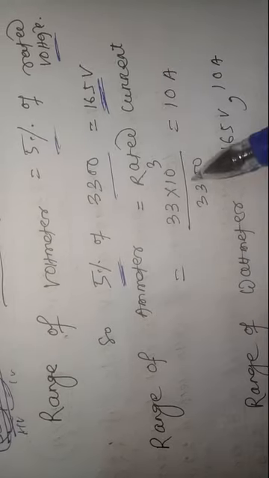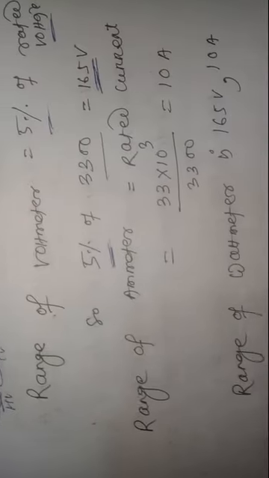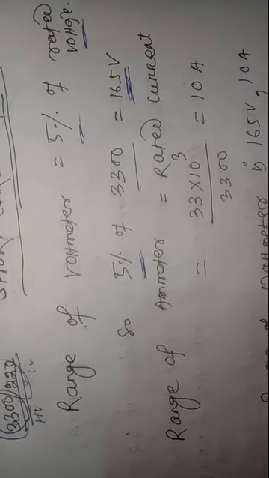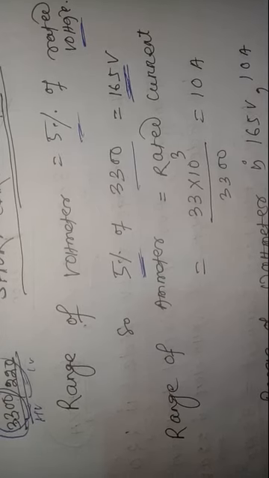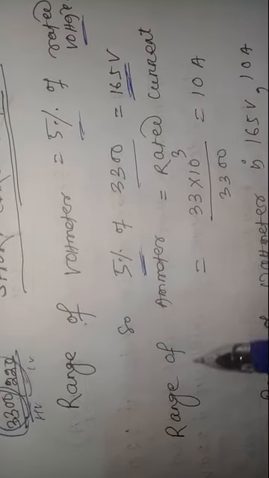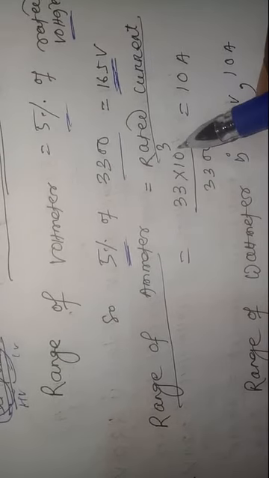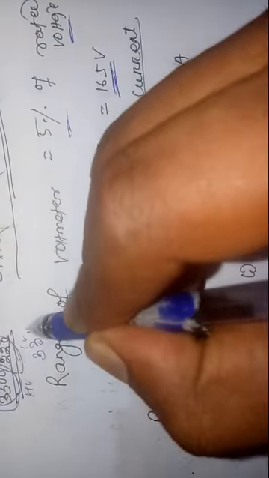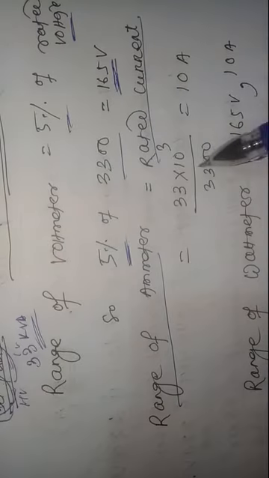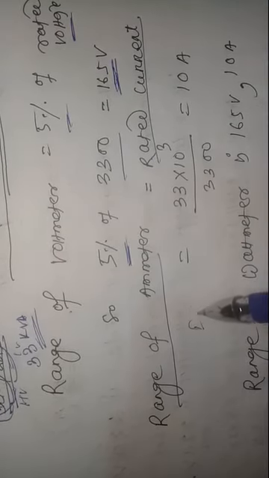Okay, as the secondary is short circuited, the primary will draw the maximum current, and maximum current means the rated current. So the range of the ammeter will be equal to the rated current. The power rating of 33 kVA we have taken, so 33 kVA divided by I is equal to V by V.